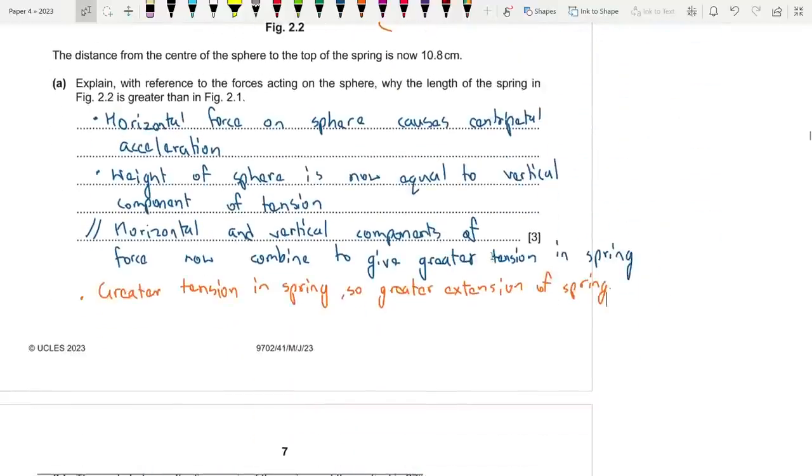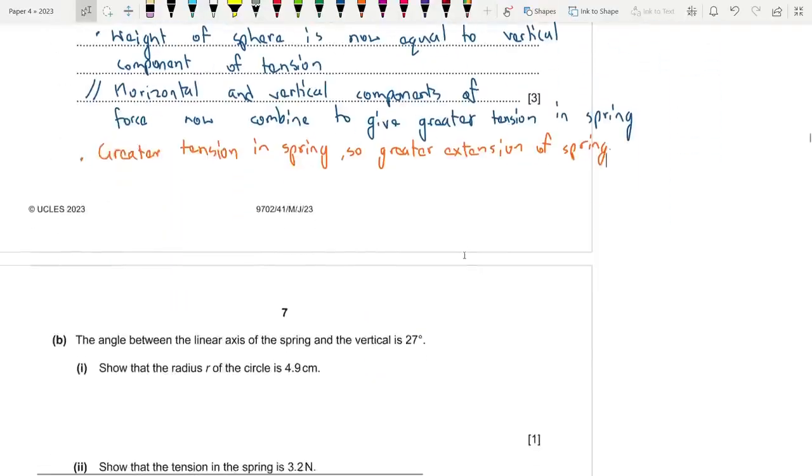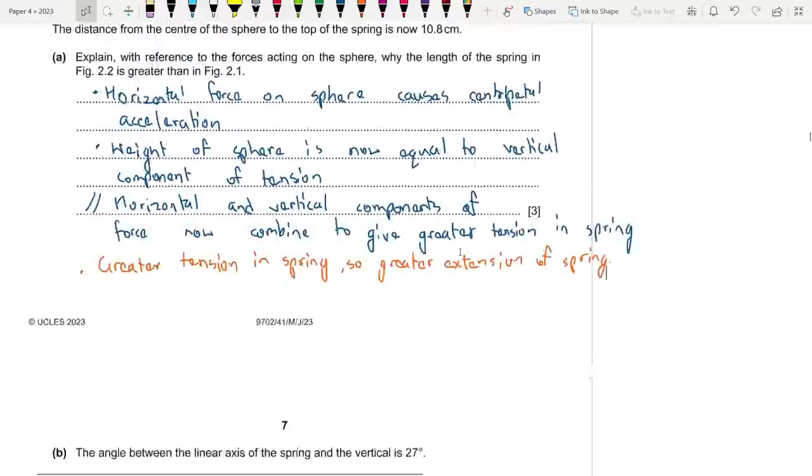Fine, let's move on to the next concept. The angle between the linear axis of the spring and the vertical is 27 degrees. Yeah, we already know that. Show that the radius r of the circle is 4.9.